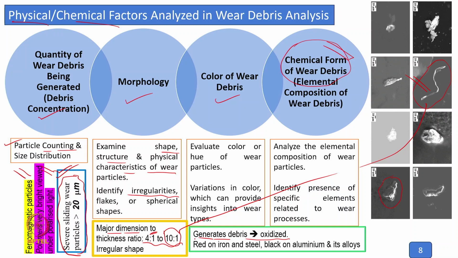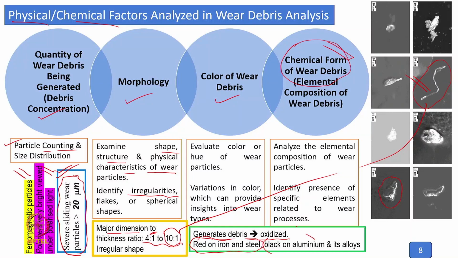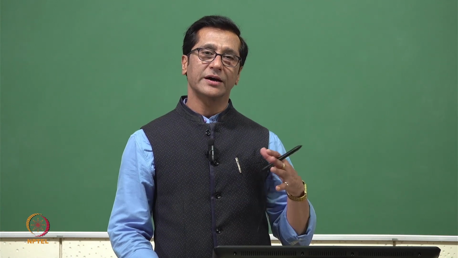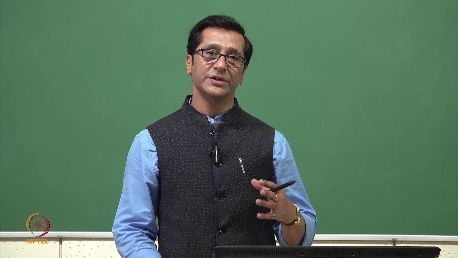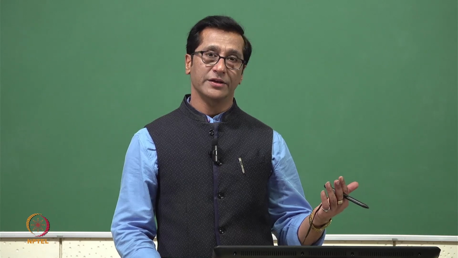And then we also see the color. Sometimes we find red color coming out, which means iron or steel particles are coming out. Sometimes we find a black color, and we say aluminum or an alloy is coming out. So we need to know what components inside a machine are made of aluminum, and which aluminum part is really getting affected.